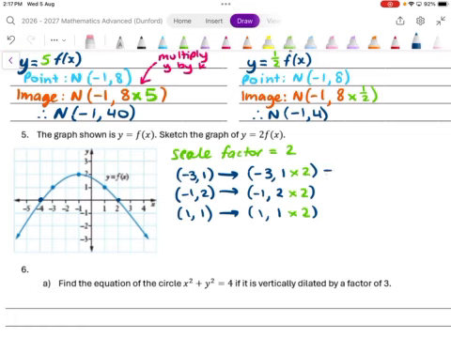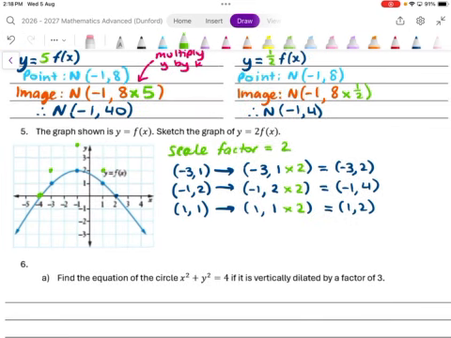So minus 3, 1 becomes minus 3, 2. Minus 1, 2 becomes minus 1, 4. And 1, 1 becomes 1, 2. From there, we can pick what colour we're going to graph in. Pink, that's always fun. Okay, I can do green. Minus 3, 2, minus 1, 4, 1, 2, and the x-intercepts stay the same. Okay, so it's going to be skinnier.